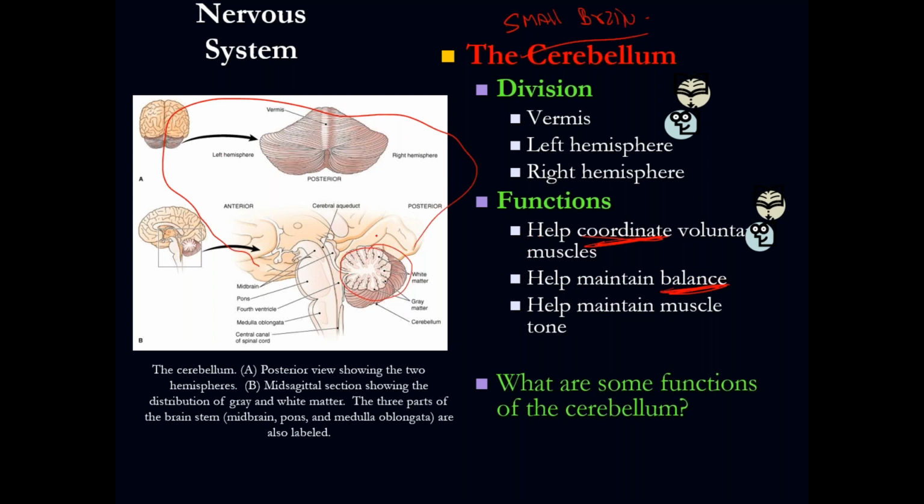You see here that this is the cerebrum. Below that, posteriorly, we have the cerebellum, and anterior to the cerebellum and inferior to the cerebrum, we have the brainstem. This is the midbrain, this is the pons, and this is the medulla oblongata. Okay, perfect.